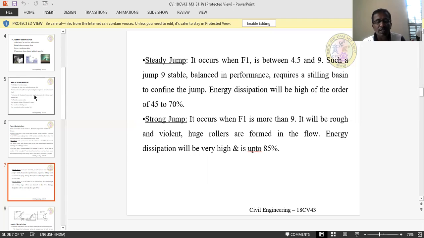Strong jump: it occurs when F1 is more than 9. It will be rough and violent. Huge rollers are formed in the flow. Energy dissipation will be very high, up to 85%. These classifications are made on the basis of F1 as well as the amount of energy dissipated.